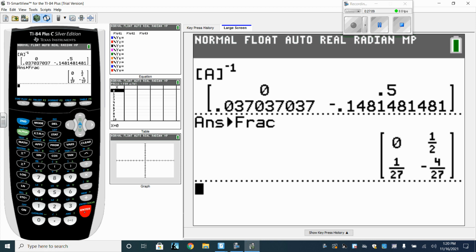Could I have done this with 21 through 25? Well, yes, because I could have picked one of the two matrices to find the inverse of it. And if the inverse matched with the other matrix, then they are inverses. But this here, 0, 1/2, 1/27, and negative 4/27 is the inverse of A. Any questions on this here?